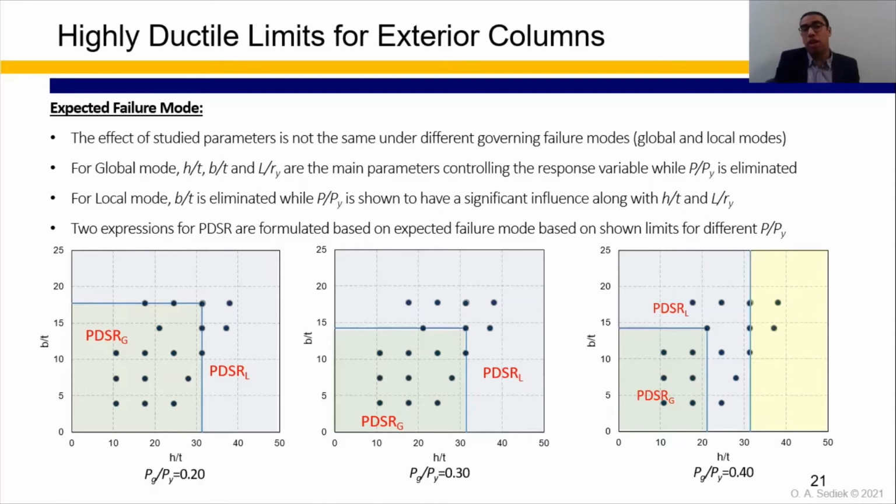For the global mode, H over T, B over T, and L over Ry are the main parameters controlling the response, while B over B yield is eliminated. For local mode, B over T was eliminated, but B over B yield has a large, significant effect. So that's why we proposed two different expressions for BDSR based on the failure mode, and we can predict the failure mode based on B over T and H over T of the HSS columns using these graphs based on the initial applied axial load ratio.